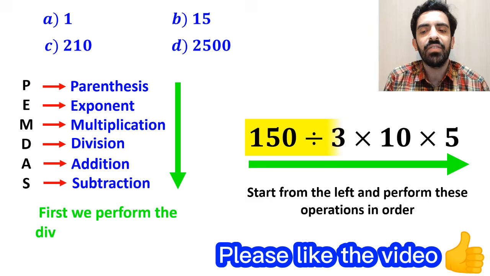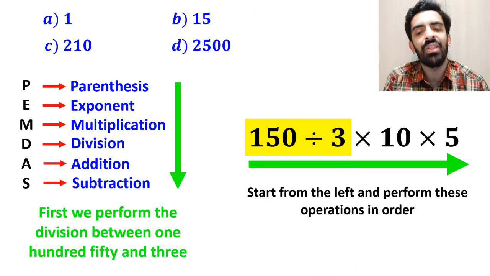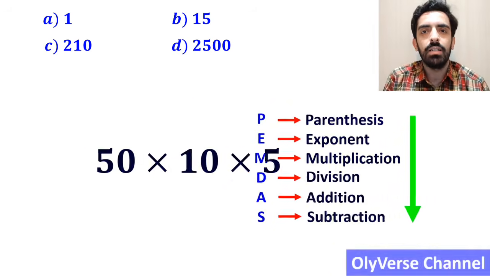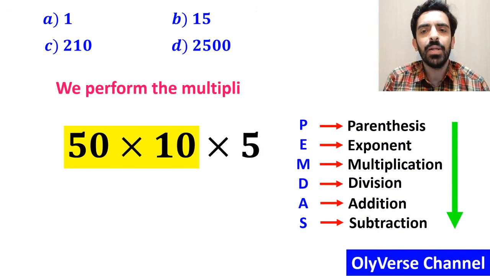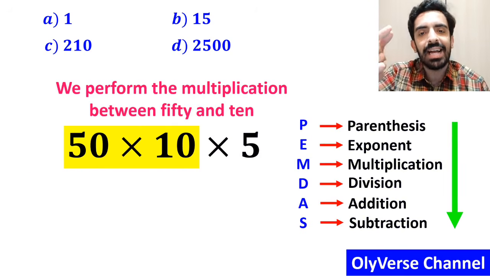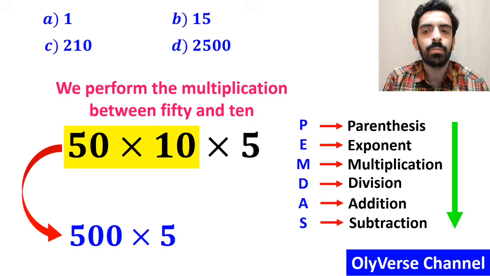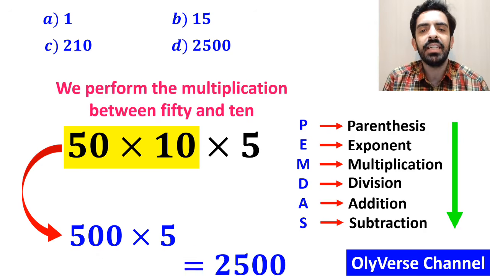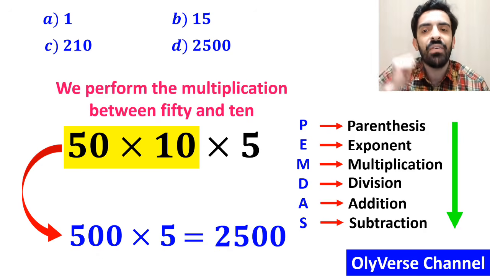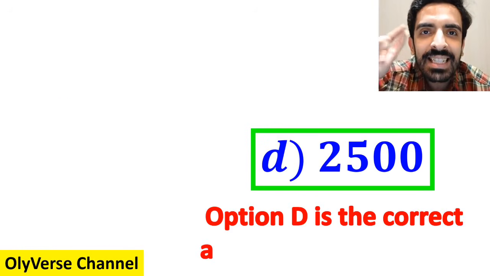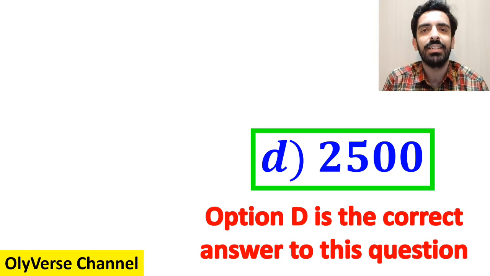So, first we perform the division between 150 and 3, which simplifies this expression to 50 multiplied by 10 and again multiplied by 5. In the final step, we perform the multiplication between 50 and 10. And instead of this expression, we can write 500 multiplied by 5, which finally gives us the answer 2500. That's great. Option D is the correct answer to this question.